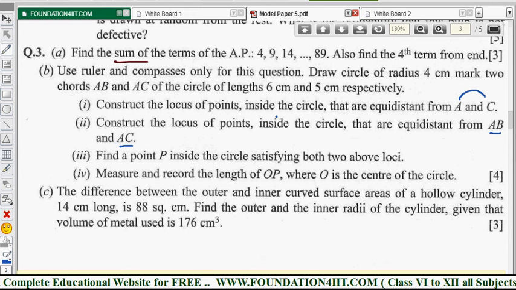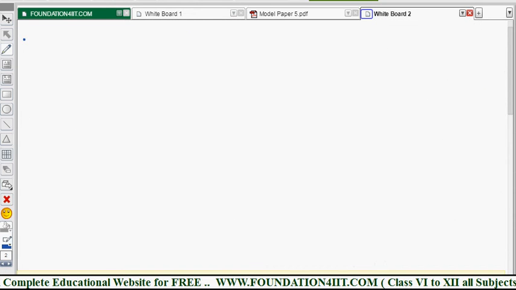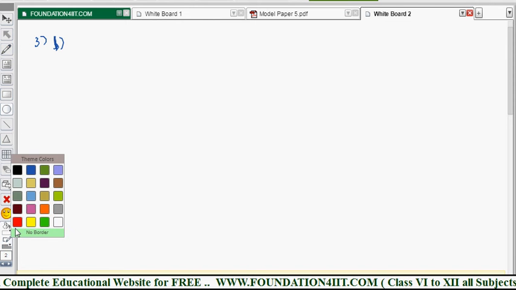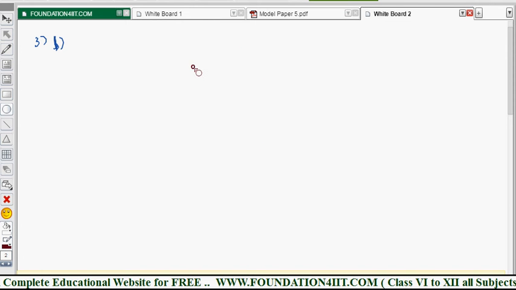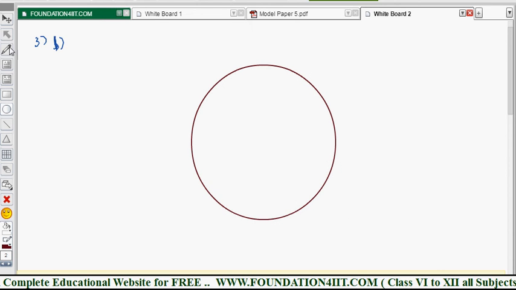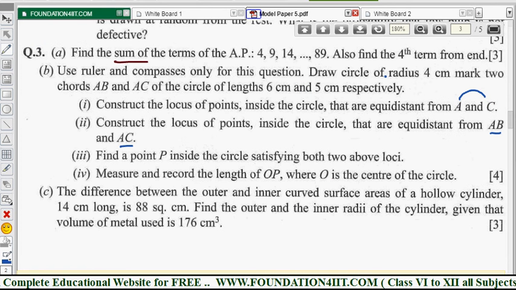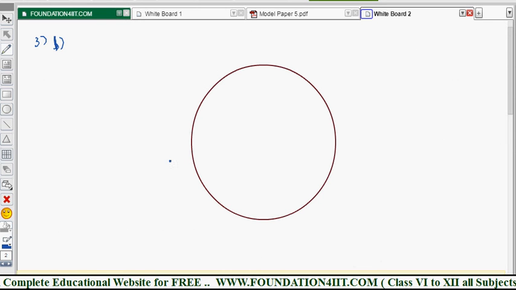So let's take the circle of 4 centimeters. Geometrical constructions are available on the same channel, you can go through them. I am roughly drawing the construction here. We need to draw the circle according to the given radius first. Then ABC. If you observe, draw a circle of radius 4 centimeters and mark two chords AB and AC. A is common, and the lengths are 6 and 5 centimeters. One is 6, one is 5.